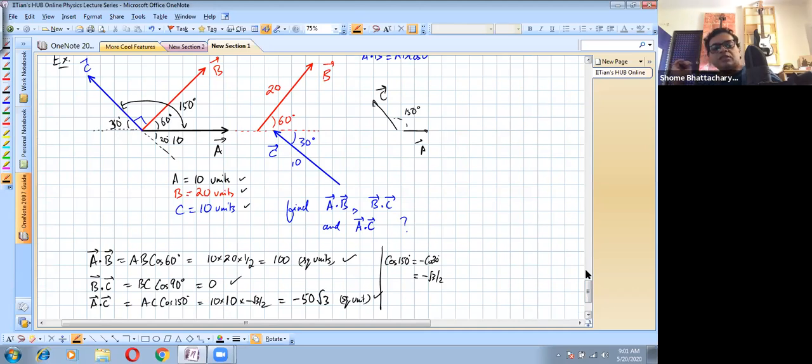So from this we are also seeing something that the dot product of two vectors can also be negative, and of course it can always be zero also. Zero when they are perpendicular vectors, negative when they are at an obtuse angle, and positive only when they are at an acute angle.